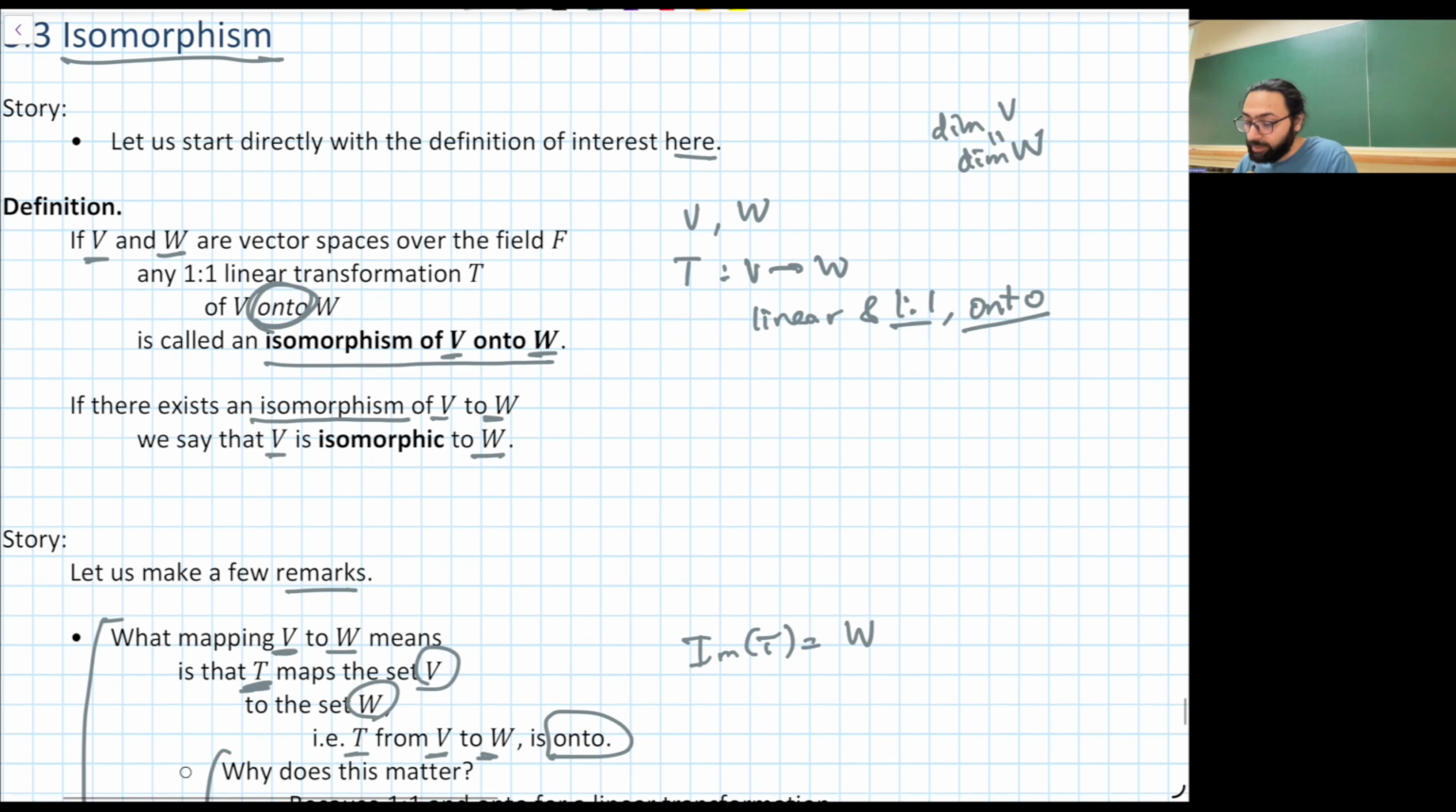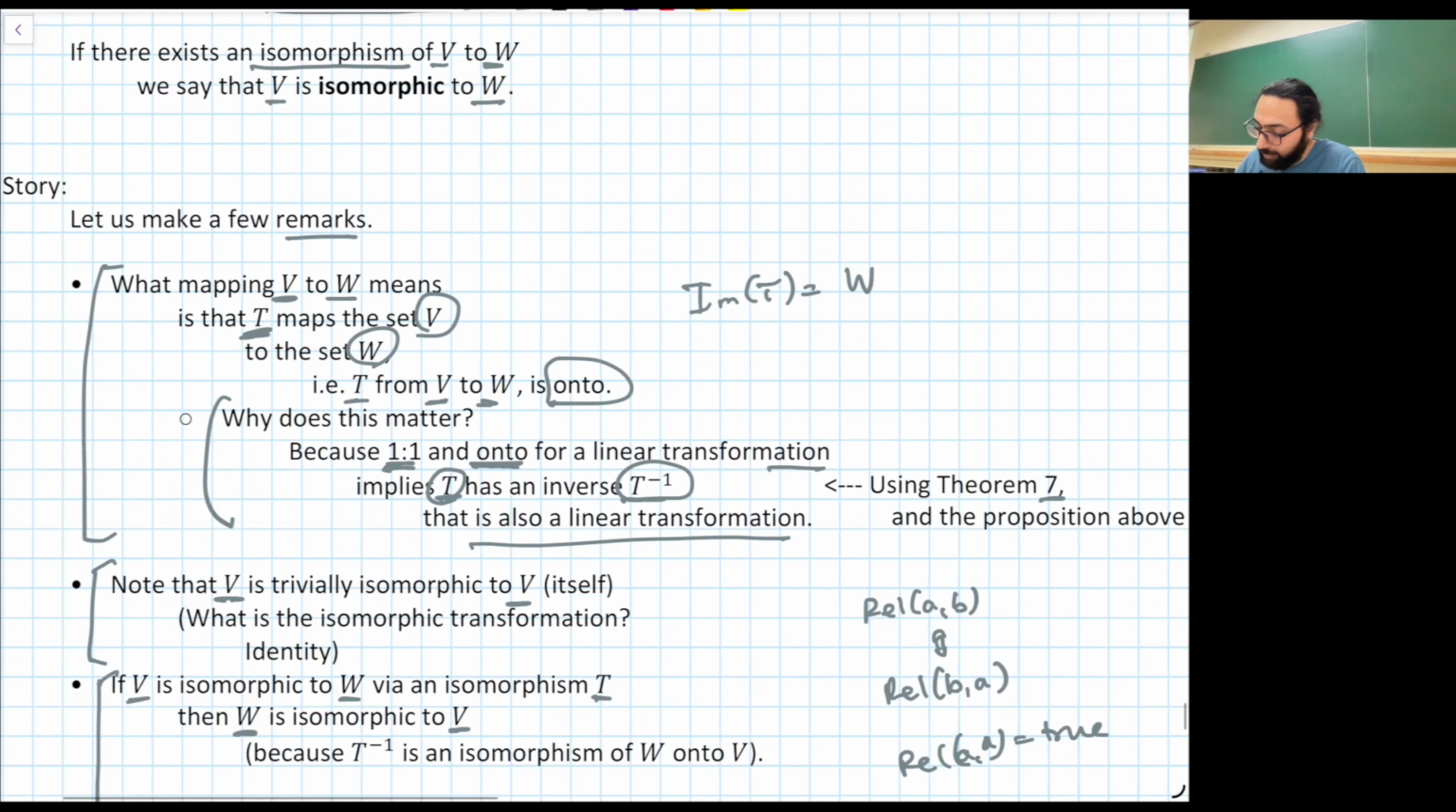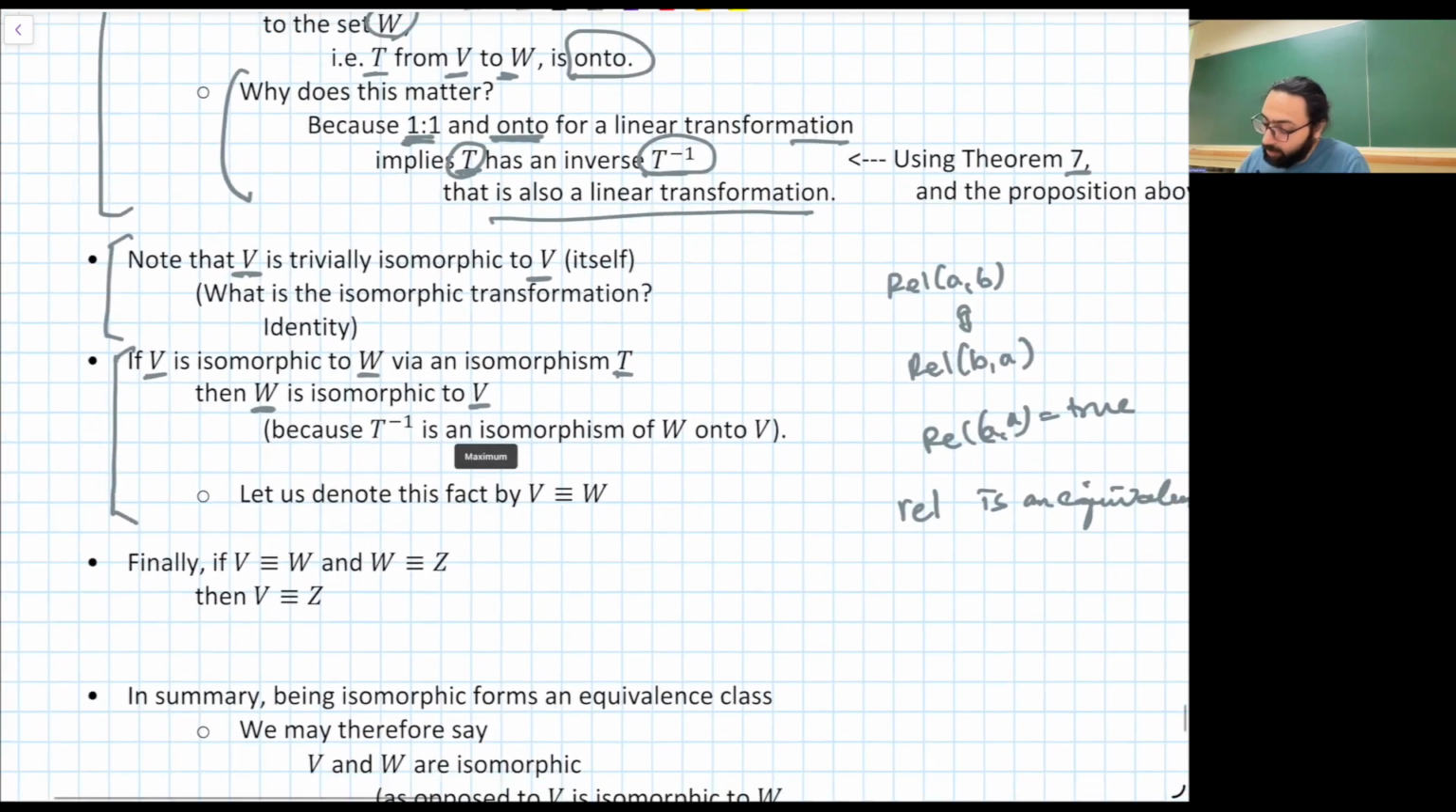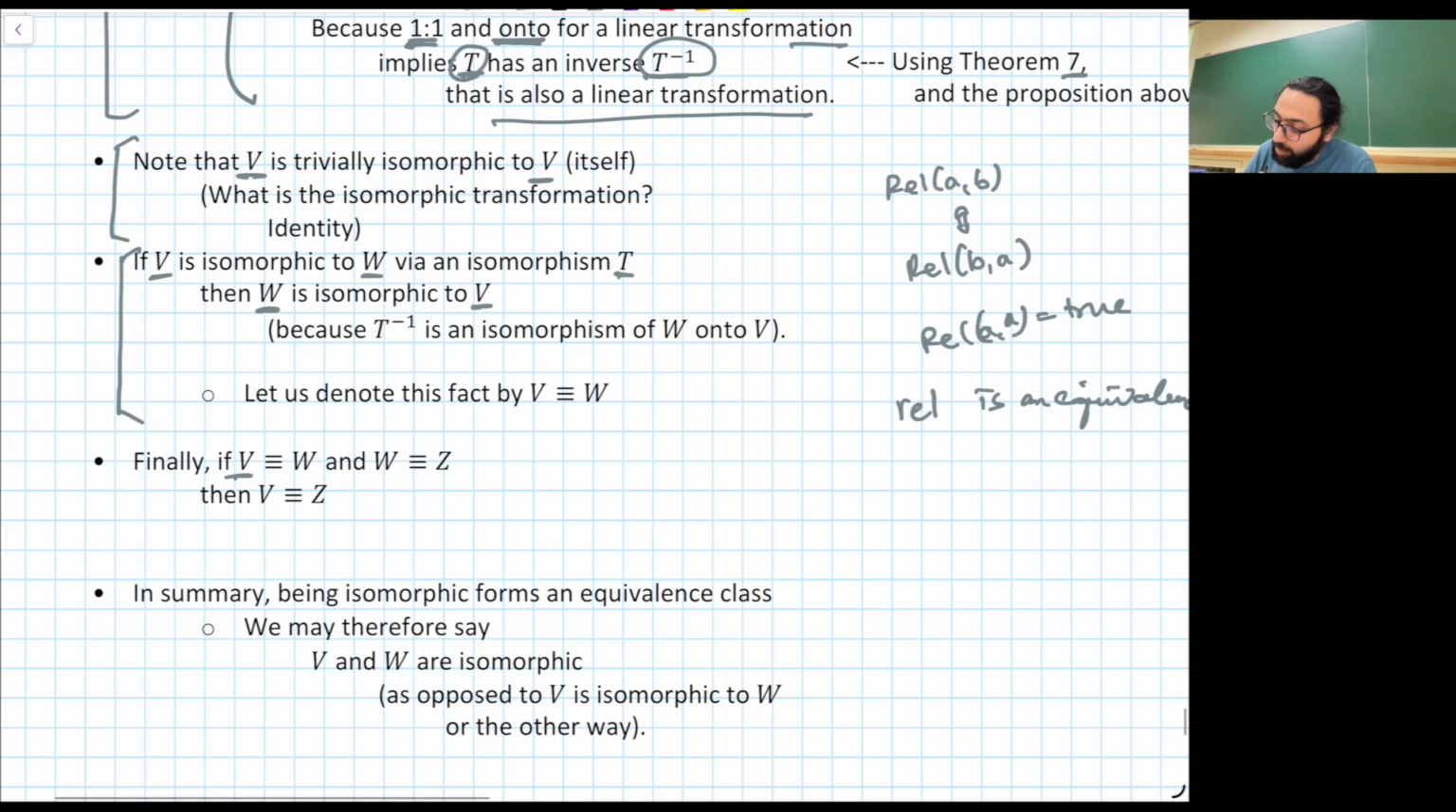T is a linear transformation, and that was crucial. Because T is one-to-one and onto, we know it has an inverse. And because it's a linear transformation, we also know that the inverse is a linear transformation, so it satisfies the same requirements. So we can say that V is isomorphic to W, and write it as an equivalence relation. There's no notion of directionality because they're equivalent conditions.